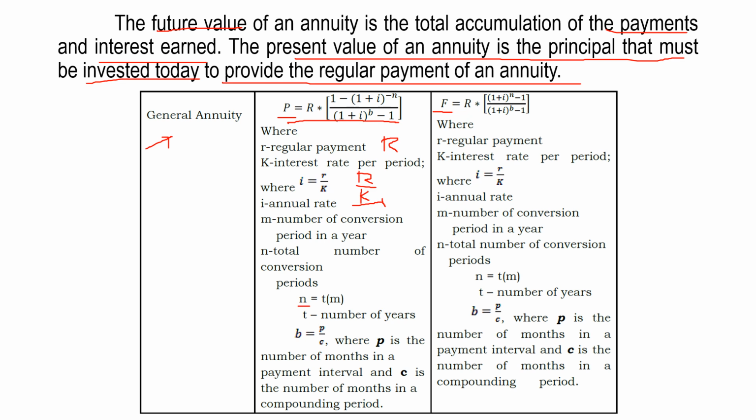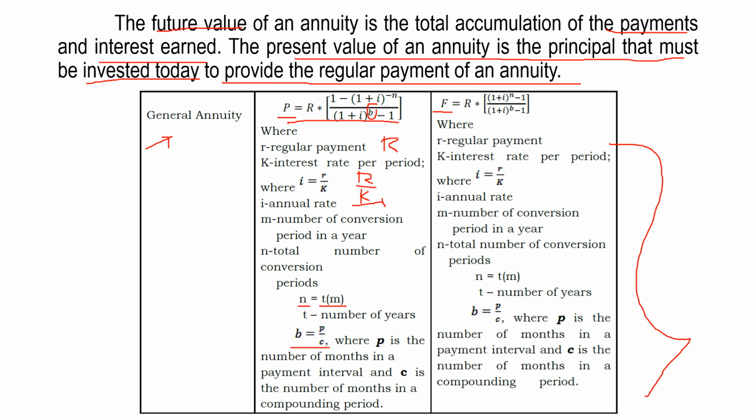Then N is equal to T multiplied by M. Your B in your formula is P over C, where P is the number of months in a payment interval and C is the number of months in a compounding period. So that's how we compute for the value of B in this formula. It's the same process on how we compute for I, N, and B.